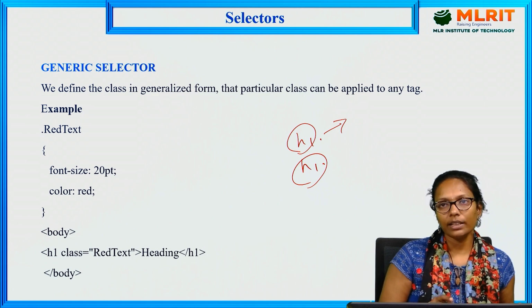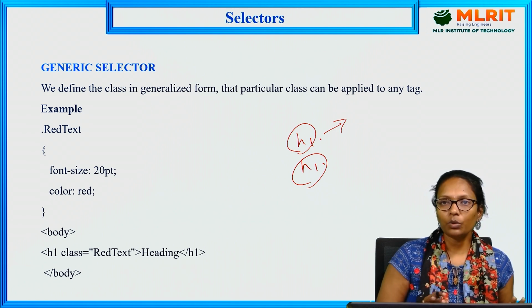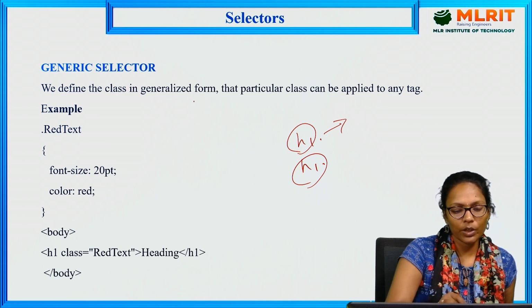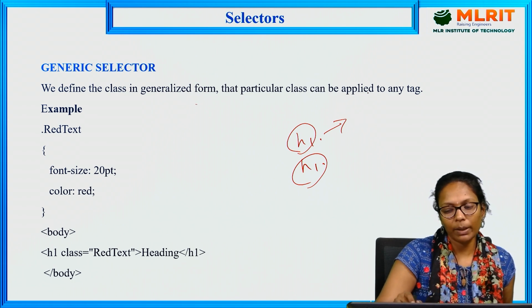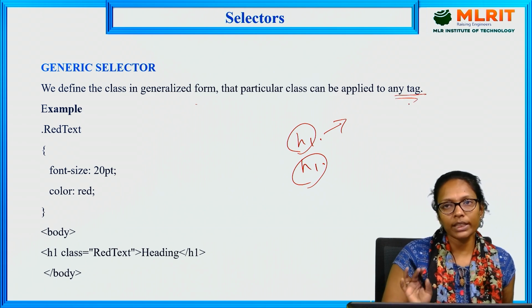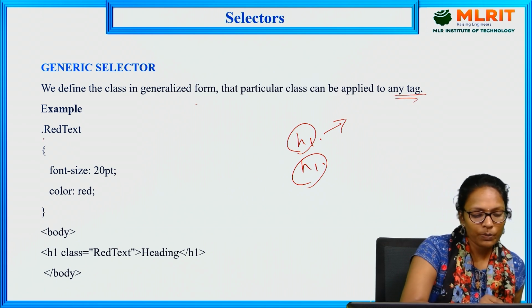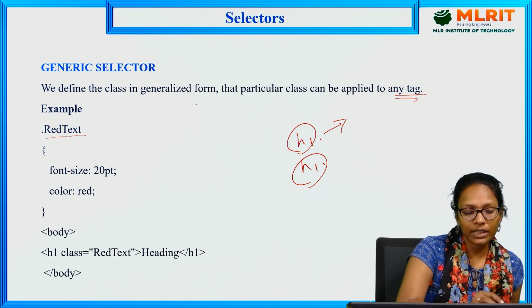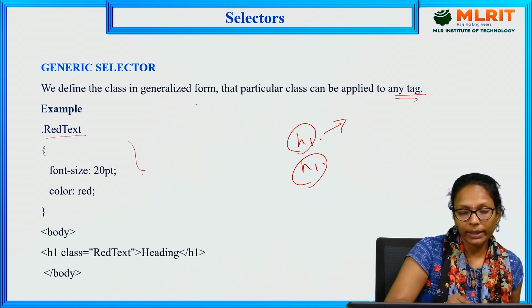Whereas the generic selector is similar to class selector. I mean, general traditional class selector. So we define the class in generalized form. That particular class can be applied to any tag, irrespective of tag name. I'm just focusing only on the class name. Here we can see I'm just mentioning only the class name dot red text. If the class name is dot red text, apply the set of styles.